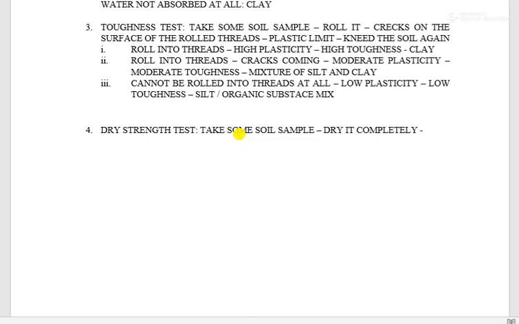If the dried sample may be powdered by applying little pressure from the finger, that means the dry soil sample is powdered easily, then the soil may be classified as low dry strength soil.